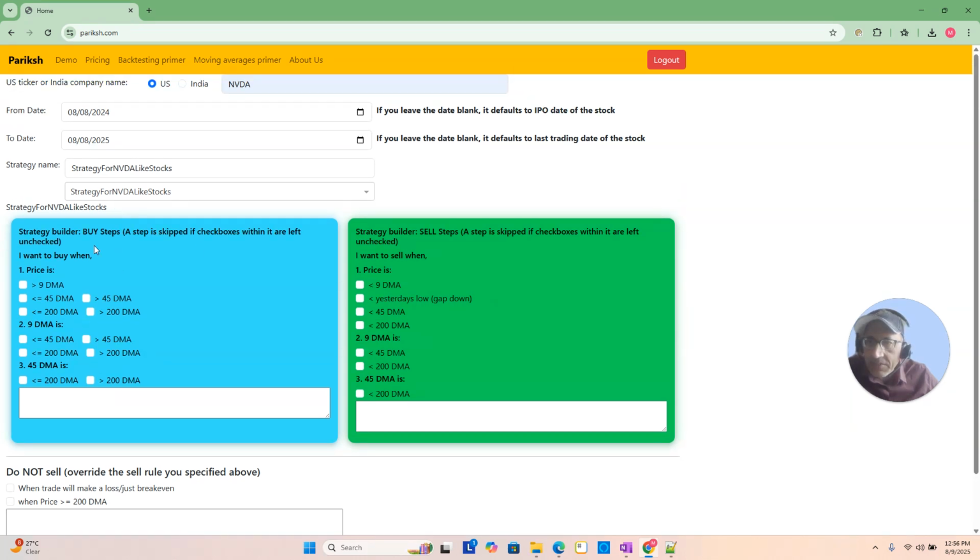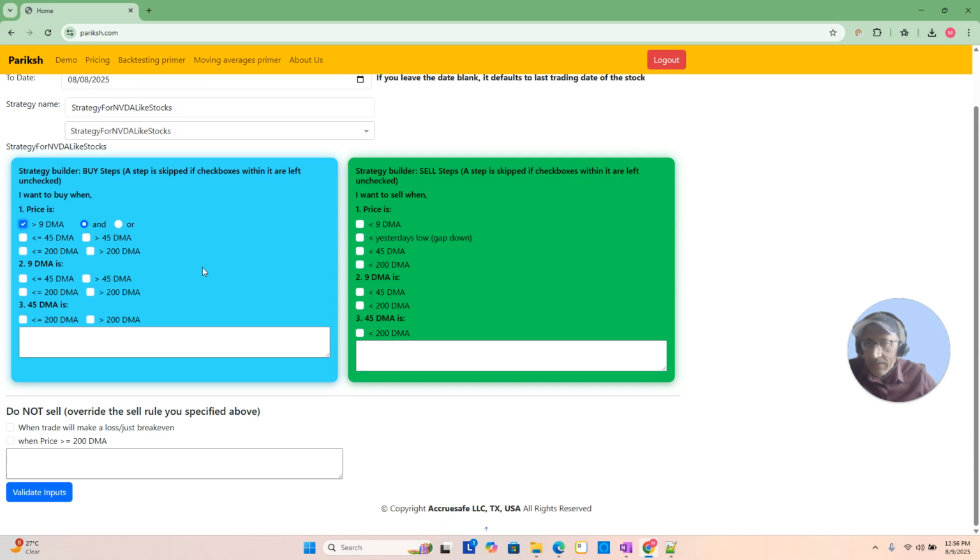So let's start with the buy steps. When the price is above 9 DMA, that's the first one. DMA here means daily moving average. So the price is above 9 DMA. What that means is that the stock is on an uptrend at least the last several days, and today's price is above the average of the last 9 days. So I'm going to select that as part of my buy criteria.